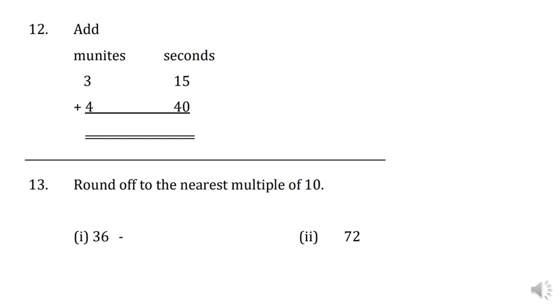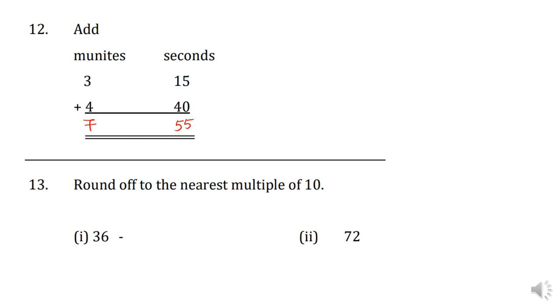In this one, you have to add this. Add minutes, seconds. These are seconds. These are minutes. In seconds, 5 plus 0 is 5. 1 plus 4 is again 5. So minutes, 3 plus 4 is 7. This is 7 minutes and 55 seconds.